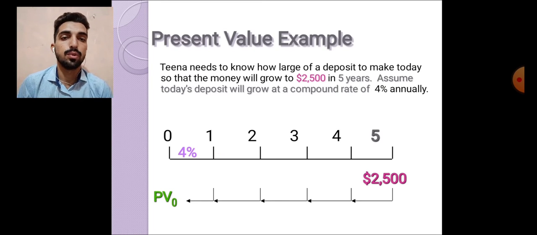Present value example. Tina needs to know how large a deposit to make today so that the money will grow to 2,500 in 5 years. Assume today's deposit will grow at a compounded rate of 4% annually.